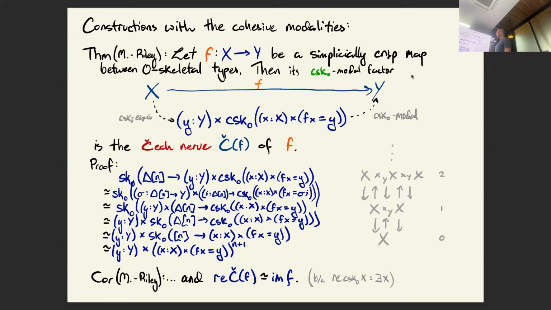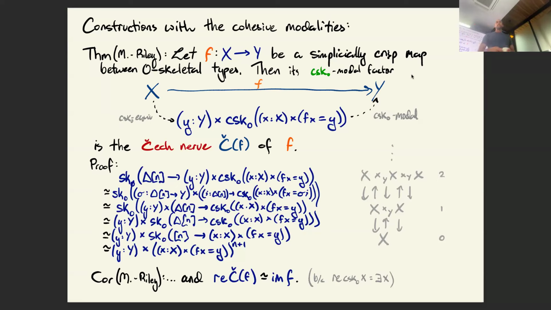So as a corollary, we note that the realization of this is the image. And the reason for that is that the realization of the co-skeleton is exists. In other words, if you take the co-skeleton and you realize it, you get a type that has an element if and only if there's an element of X, right? And so if I realize this, that becomes exists, there's my image. Which means that all surjections are effective epimorphisms here.